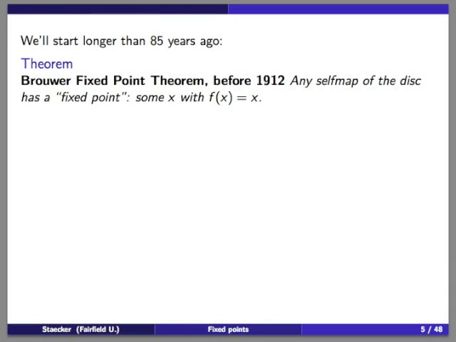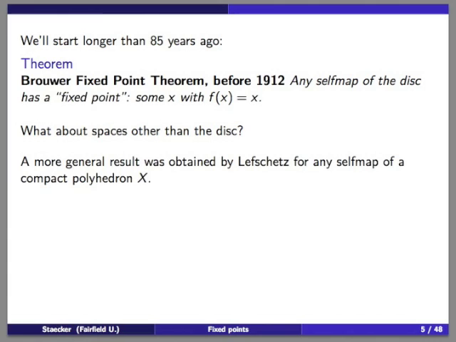All right, let's begin. So I'm going to start longer than 85 years ago with the Brouwer fixed point theorem, which was published in 1912, but I think there's evidence that people were talking about it before then. So it says any self-map of the disk has a fixed point. That's a point x with f of x equal x. What about spaces other than the disk? It's a nice theorem, the Brouwer fixed point theorem, but the disk is pretty restrictive, I suppose.